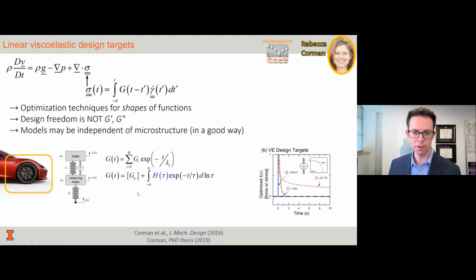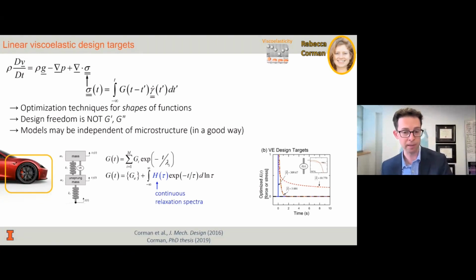But in framing it this way, it's motivated us to identify all of these important questions like, how do you represent the model? Do you represent it as discrete spectra or continuous spectra? Where we started leaning towards continuous spectra because we think that these end up representing more of the physically realizable systems that can actually achieve this viscoelastic behavior.